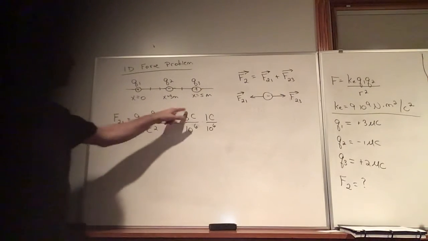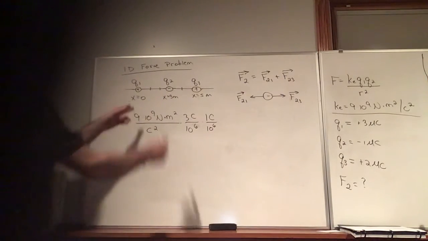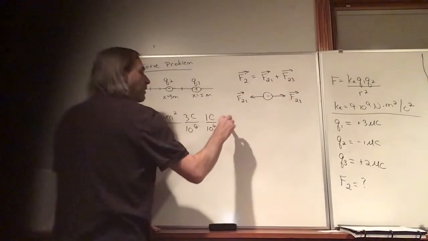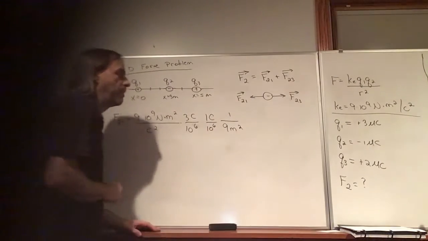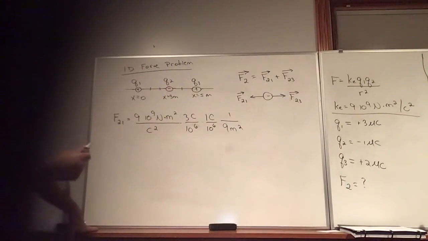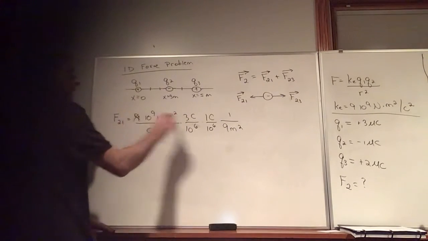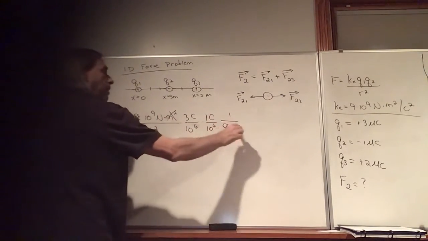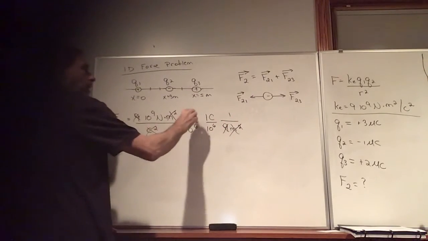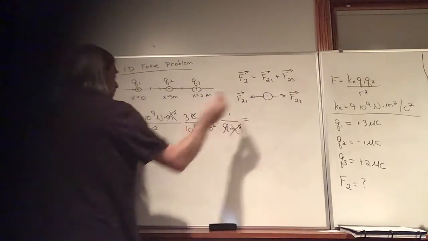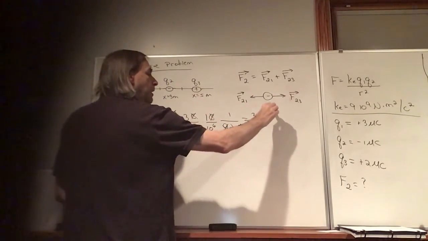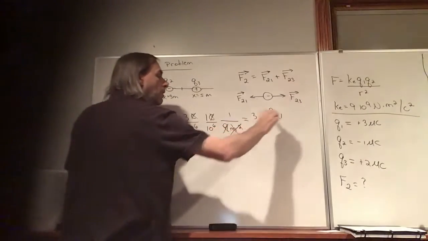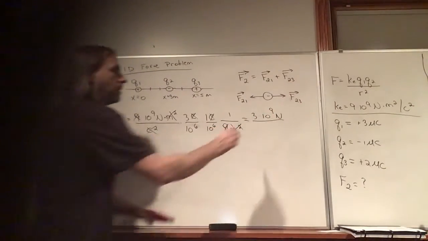Now, we have K, Q1, Q2. Now we divide by the distance squared. The distance between them is 3 meters. So I'm just going to square that right off the bat. Okay, and actually this is something you definitely do not need a calculator for. The 9 cancels out, meter squared cancels out, coulomb squared, yeah, we're good there. So what we have left is 3 times 10 to the 9th and a Newton. And on the bottom, we have 10 to the 12th.